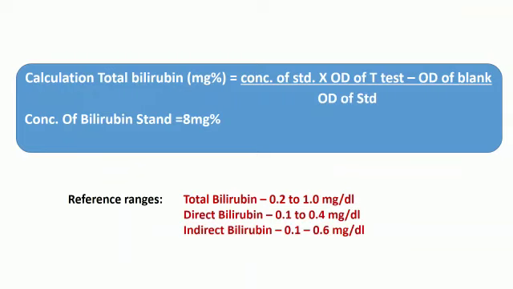How will we calculate? We will calculate like you do in all other tests. Here the formula is given. The standard concentration is 8 milligram percentage. These are the reference ranges given. So since we are estimating total bilirubin, if after calculation the bilirubin level of your sample is more than 1, then it is hyperbilirubinemia.